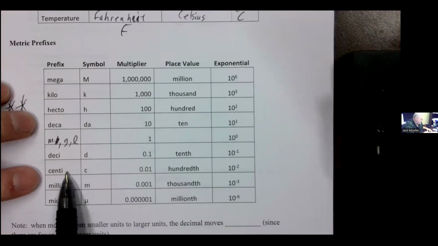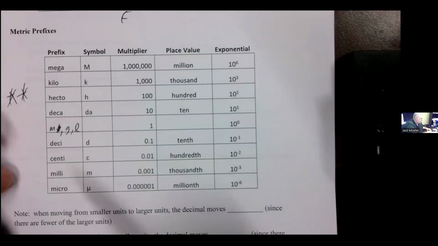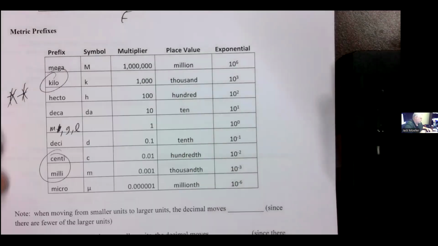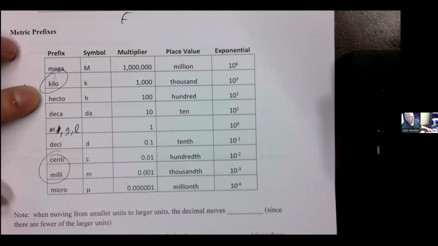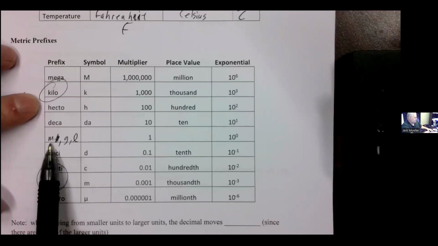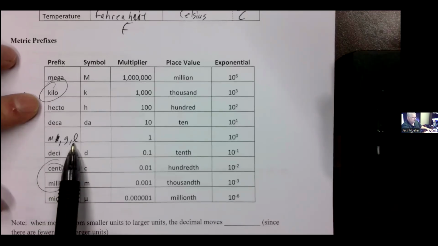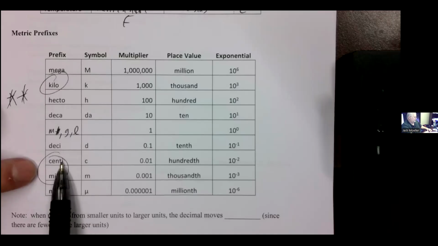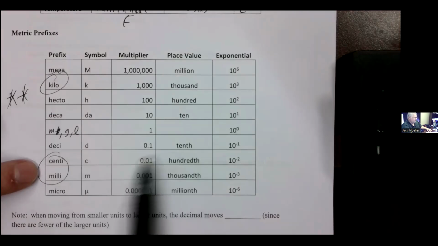So for centi and milli, these are the three that we use the most. Kilo is 1,000: a kilometer is 1,000 meters, a kiloliter is 1,000 liters, a kilogram is 1,000 grams. A centimeter or centigram or centiliter is 1/100th.